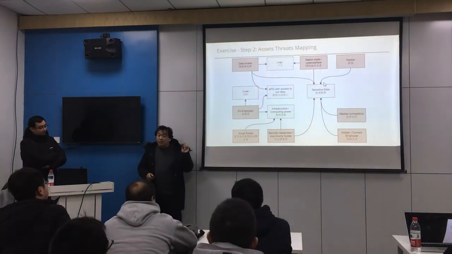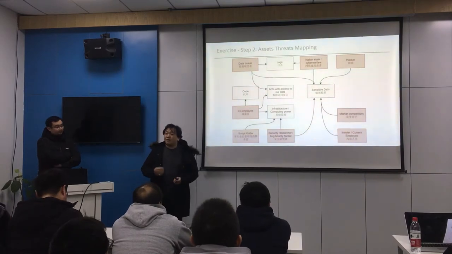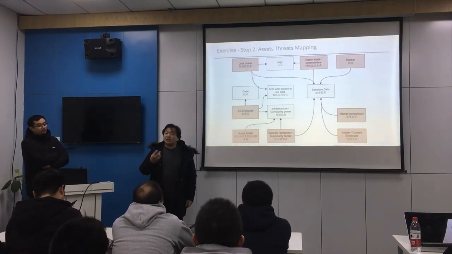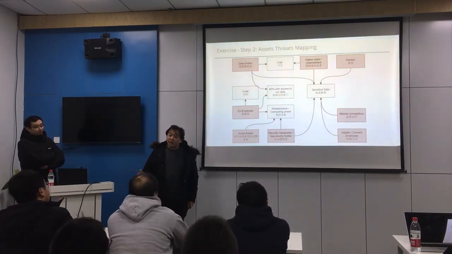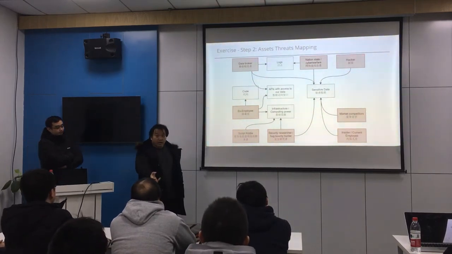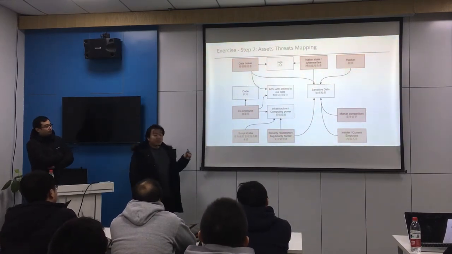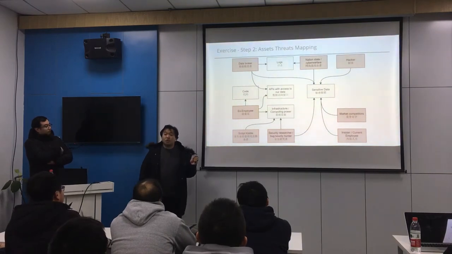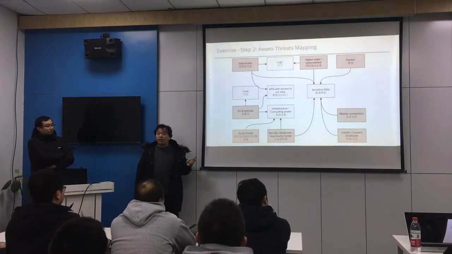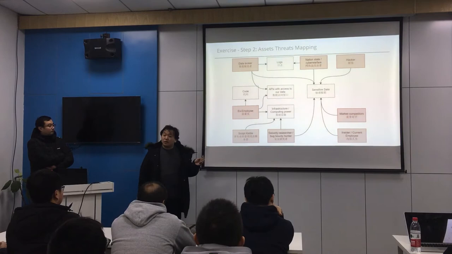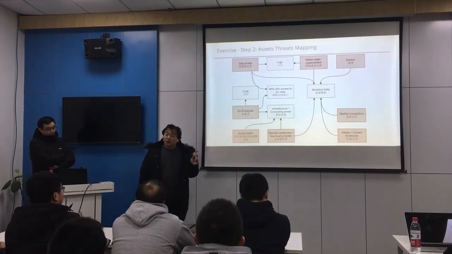So the arrows signify motivation, the arrows signify interest. The arrow signifies that for a threat, they might be interested in looking at some of your assets. And you do pretty much the same exercise for all the assets and all the threats. Once you have that, you now have this picture. This is your threat model.